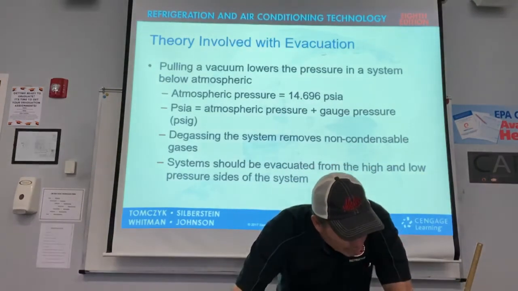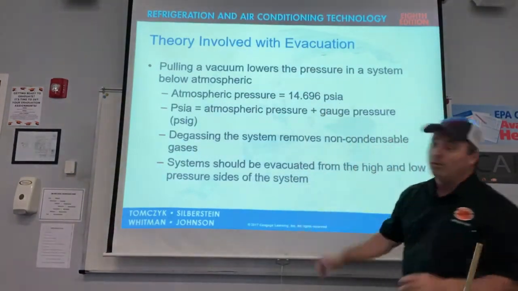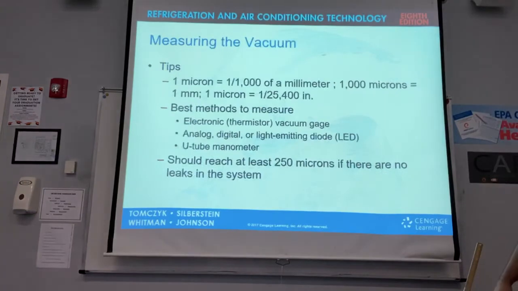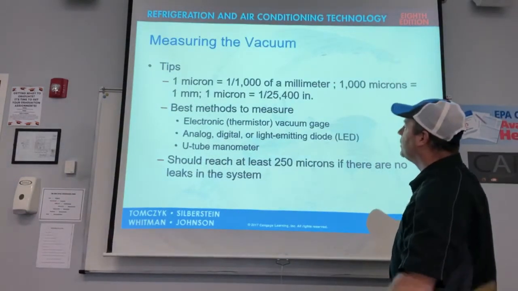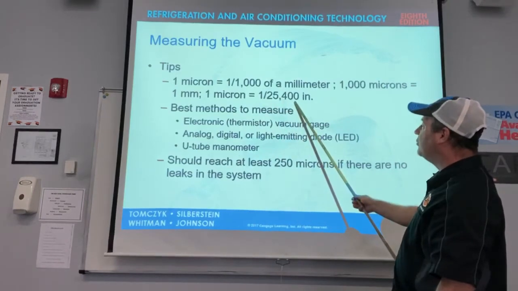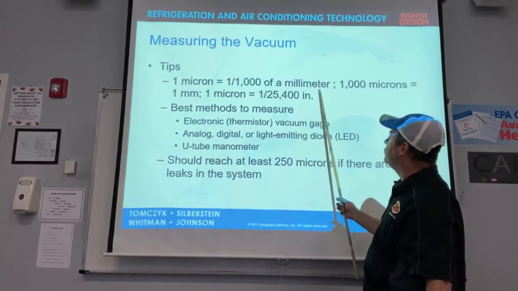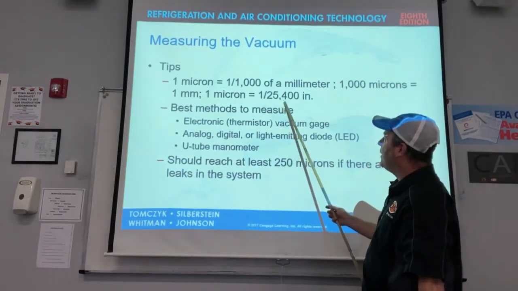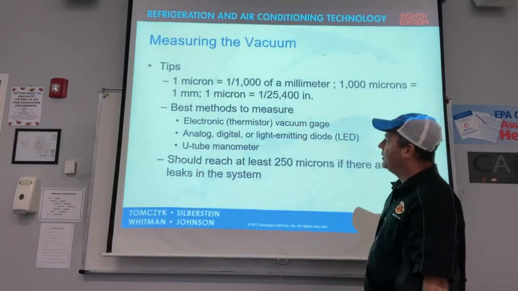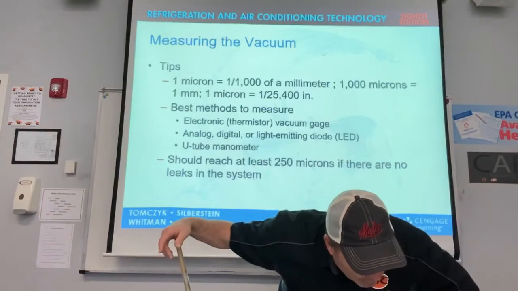Now we measure the vacuum in microns, M-I-C-R-O-N-S. Microns. 1 micron equals 1/25,400th of an inch. It's 1/1000th of a millimeter, but it's 1/25,400th of an inch. That's pretty small. Okay, this is on page 200.